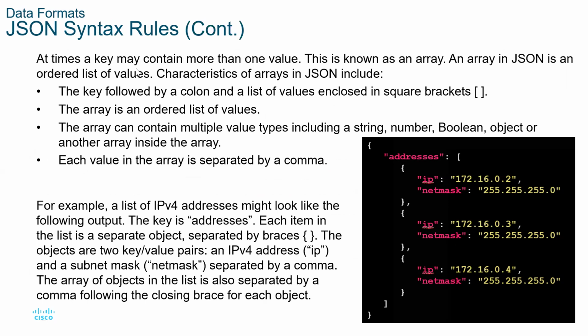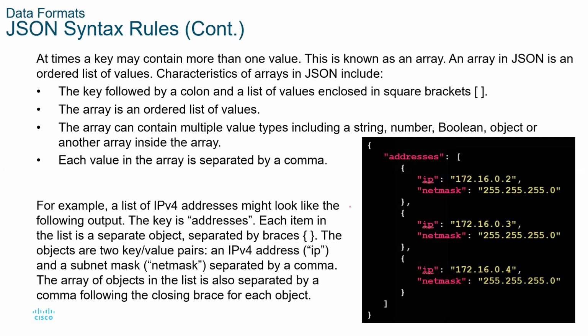Okay, what other rules do we have? At times, a key may contain more than one value. This is known as an array. An array in JSON is an ordered list of values. Characteristics of arrays: we have the key followed by a colon and a list of values enclosed in square brackets. The array is an ordered list of values. An array can contain multiple value types, including strings, numbers, Boolean, object, or another array inside the array. Each value in an array is separated by a comma.